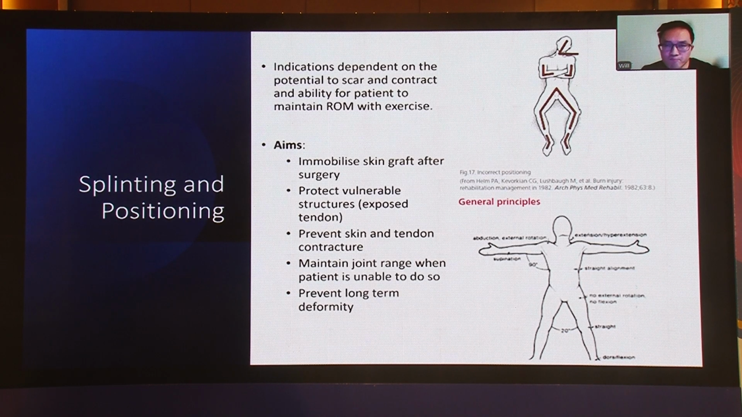Splinting and positioning. The indication is dependent on the potential scar and the ability for the patient to maintain the range of movement exercise. Our aim is to immobilize the skin graft after surgery, protect vulnerable structures, prevent skin and tendon contractures, and maintain joint range of movement. So this is what we're trying to aim for at the bottom, and this is what we're trying to avoid at the top.